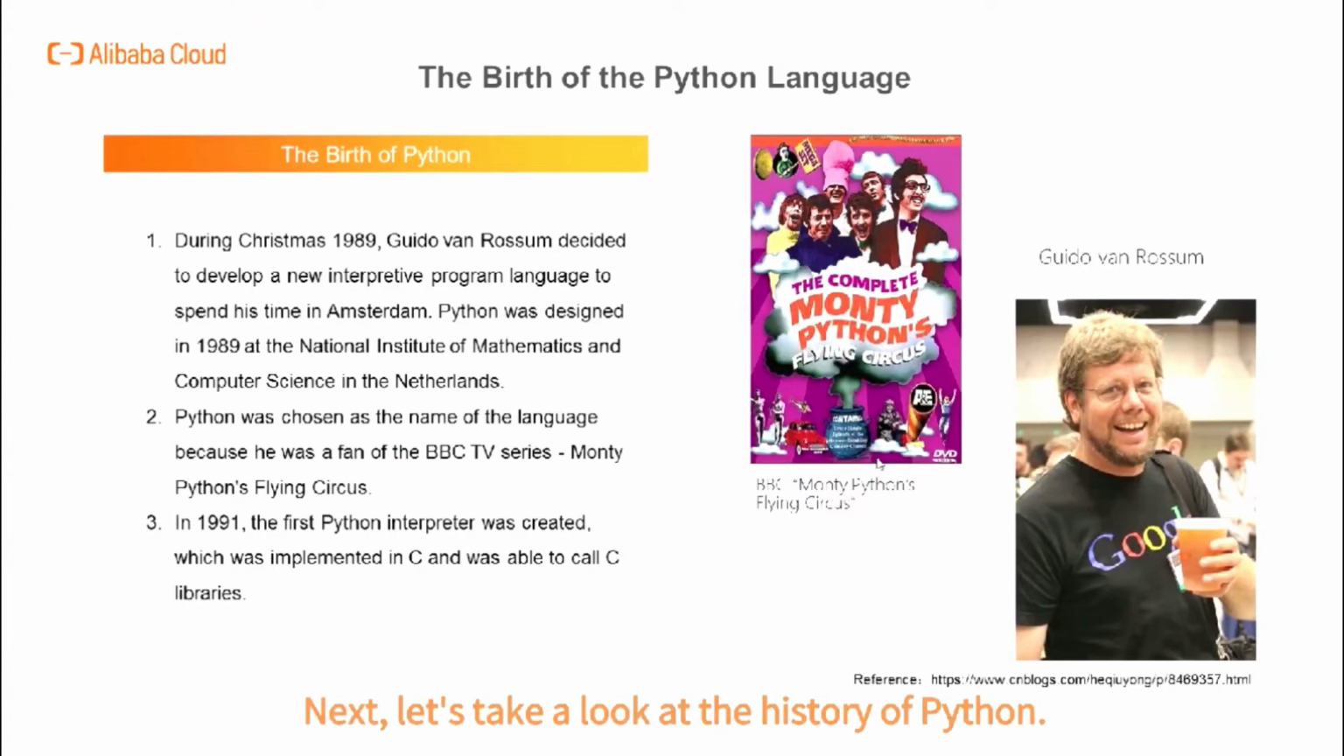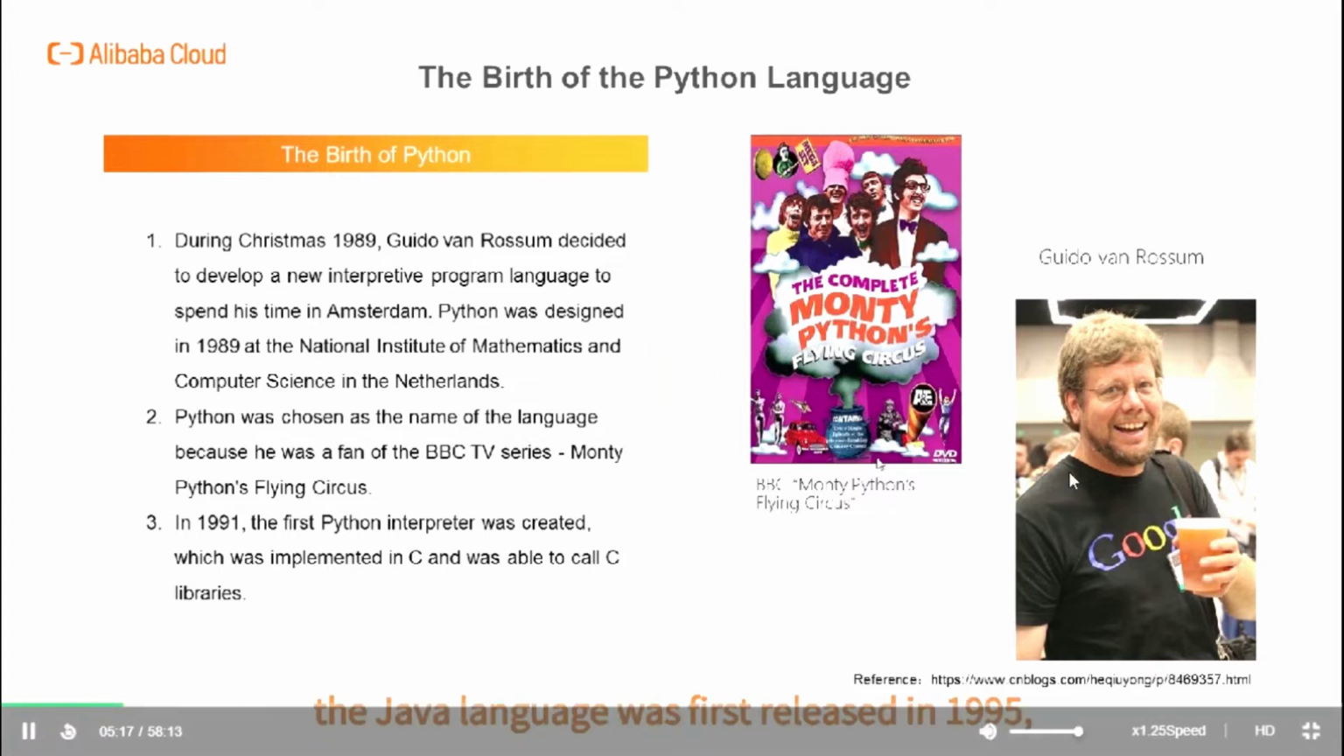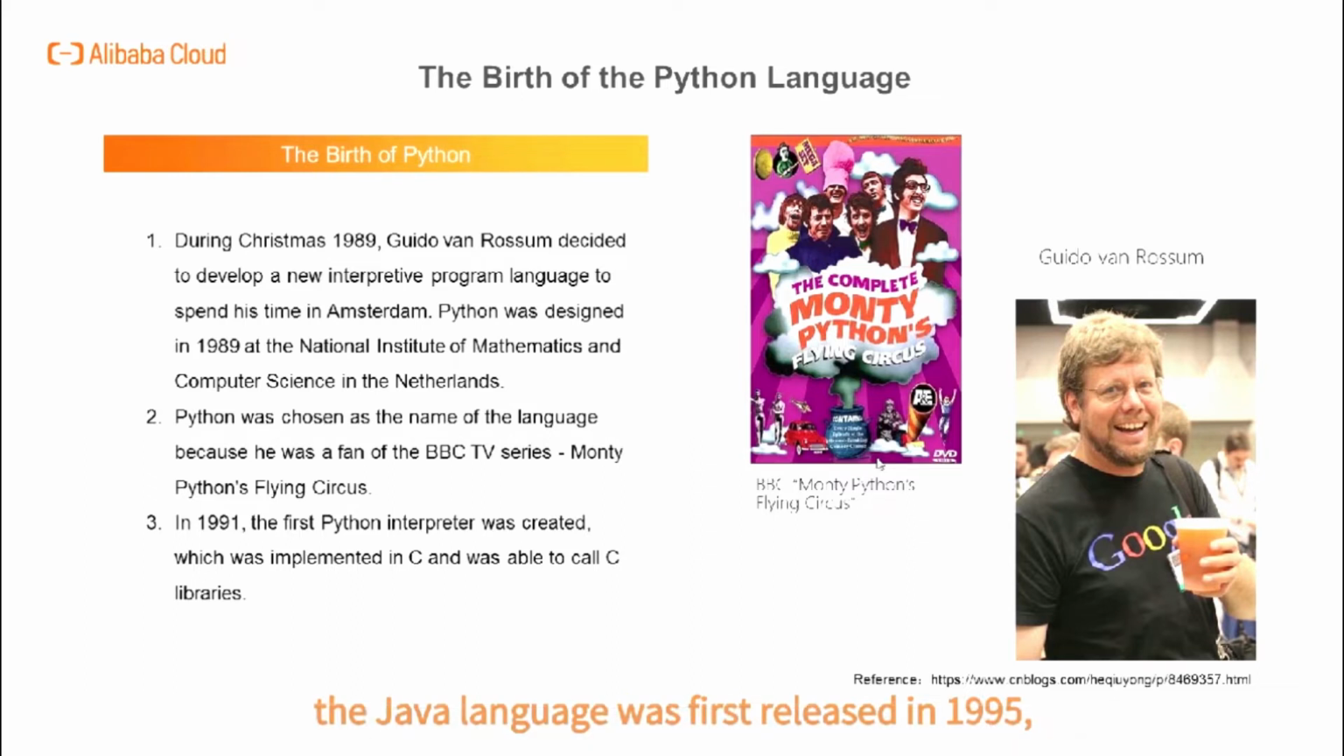Next, let's take a look at the history of Python. It is interesting. The author of Python is Rossum, who likes to watch a British soap opera called The Flying Circus. So he named his new language as Python. The first version of Python was officially released in 1995. And actually, the Java language was first released in 1995, which is 4 years younger than Python. But in fact, the development of Python was mainly completed in recent years.